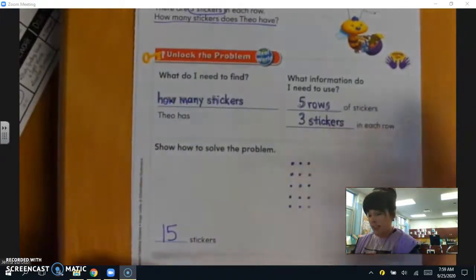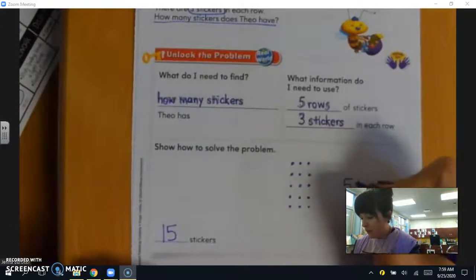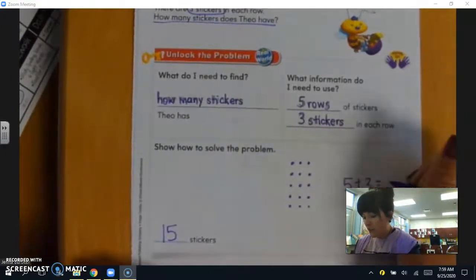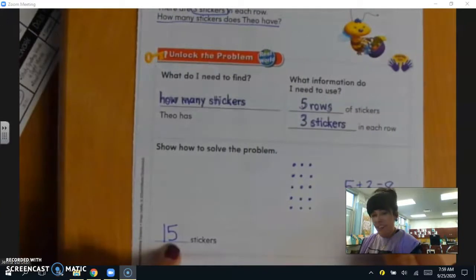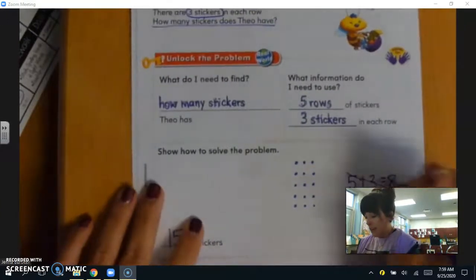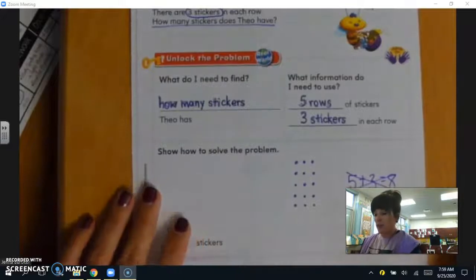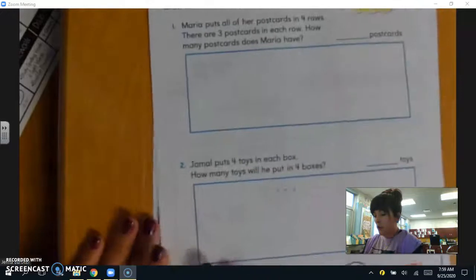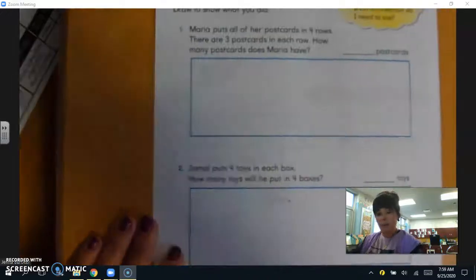It's a little bit different, right? Because if we did 5 plus 3, 5 plus 3 equals 8. Is that the same answer? No, we can't do it like that. So these are a bit trickier. We got to draw them out. Let's go to the back of that first page. We're going to try another problem.